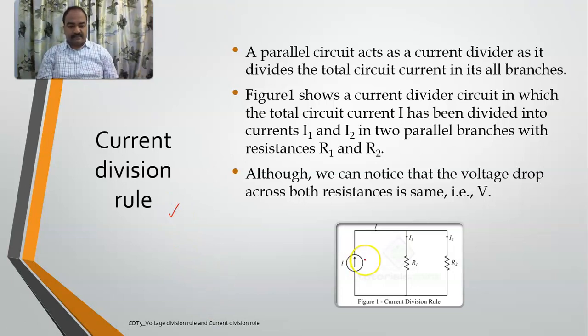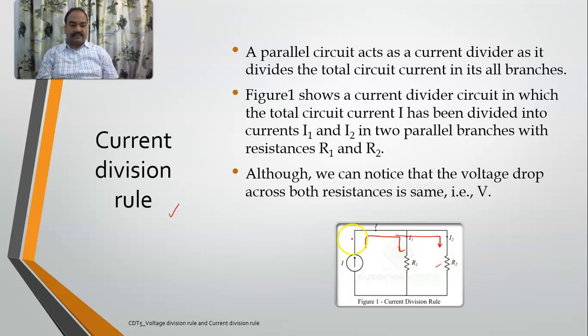See, we have seen that if there is a parallel circuit, then the current automatically gets divided. Am I clear? So the current gets divided in this format. Any parallel circuit basically acts as a current divider, so the current gets divided in all of its branches. Now this is a figure.